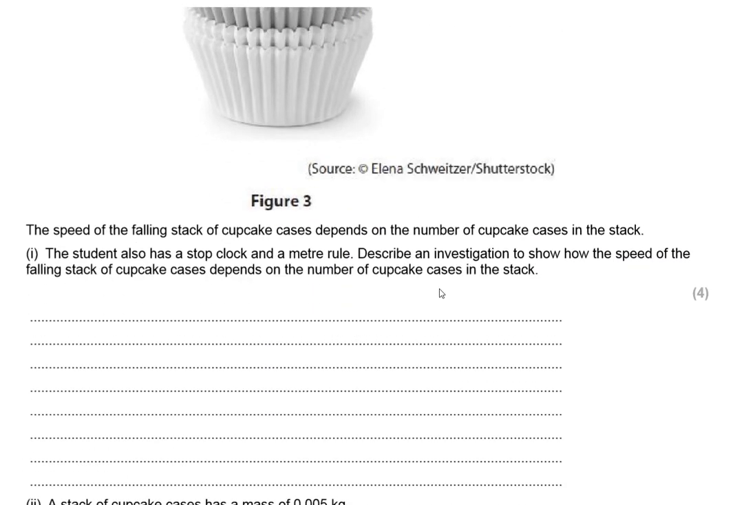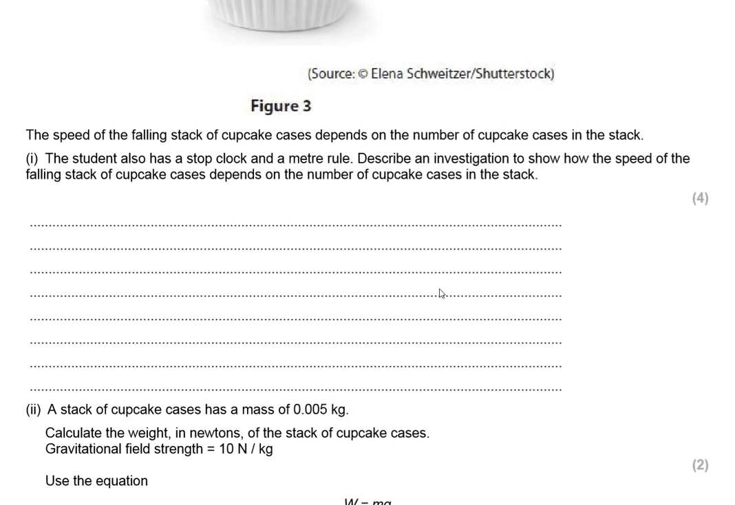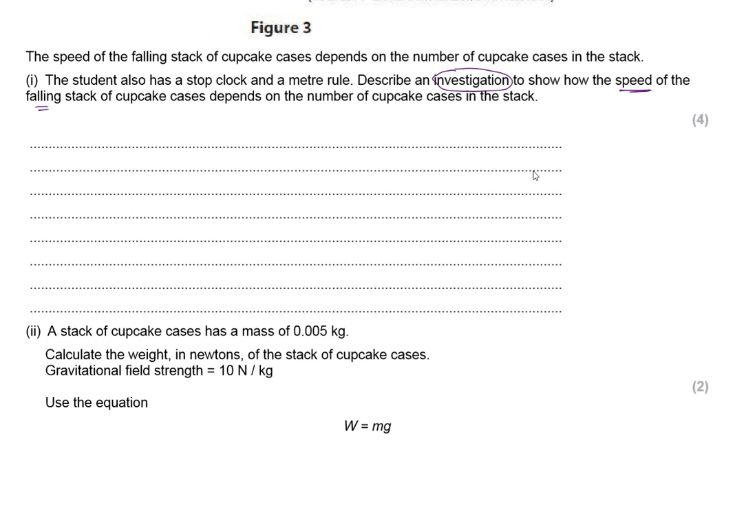Now let's take a look at this one. Now we want to work out here, describe an experiment, describe an investigation. What experiment can we do to show that the speed of the falling cupcakes depends on the number of cupcakes? Now first of all, we need to work out the speed. And it's falling. So therefore, what do we need? Okay. So therefore, we need what?